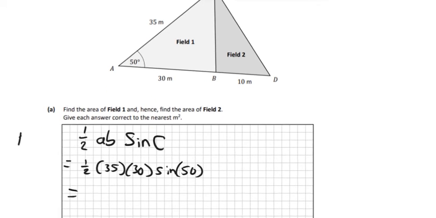So this is field 1 now, and it's 402 meters squared.